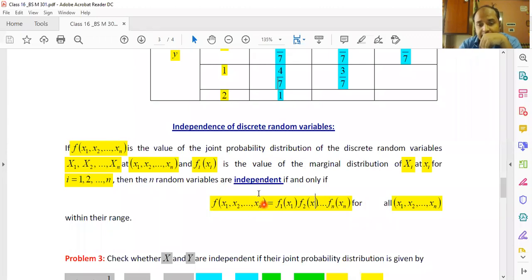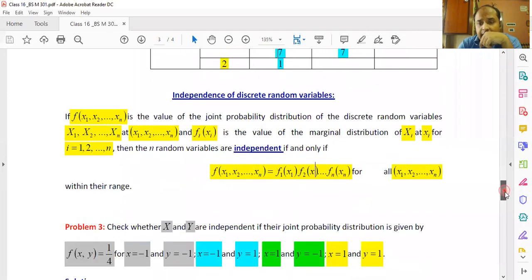If we can represent the joint probability by this, then we'll say that the random variables x1, x2, dot dot dot, xn are a set of independent discrete random variables. If x1, x2, xn are continuous, then it will represent the independence of these continuous random variables.